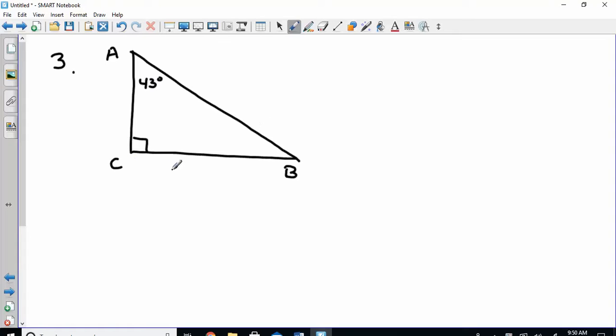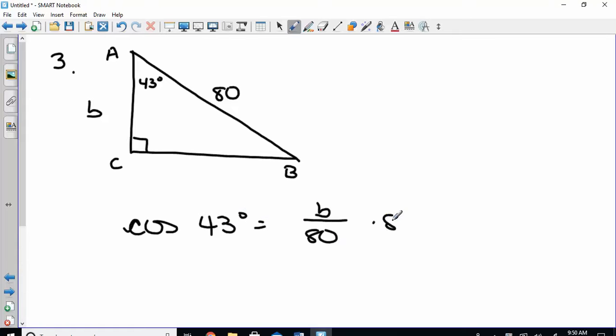Angle A is 43 degrees. Side c, that's across from angle C, is 80 centimeters. Find b, that's across from angle B. So from my 43 degrees, my 80 is my hypotenuse, and b is the adjacent. What trig function involves adjacent and hypotenuse? So it's just the cosine of 43 degrees equals adjacent, which is b, over hypotenuse, which is 80.